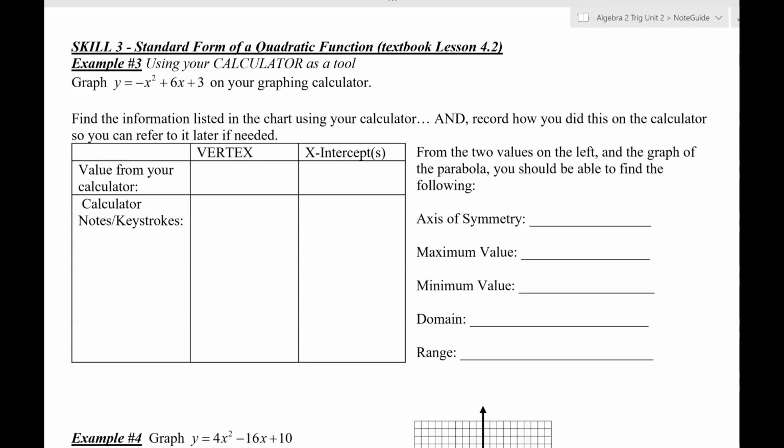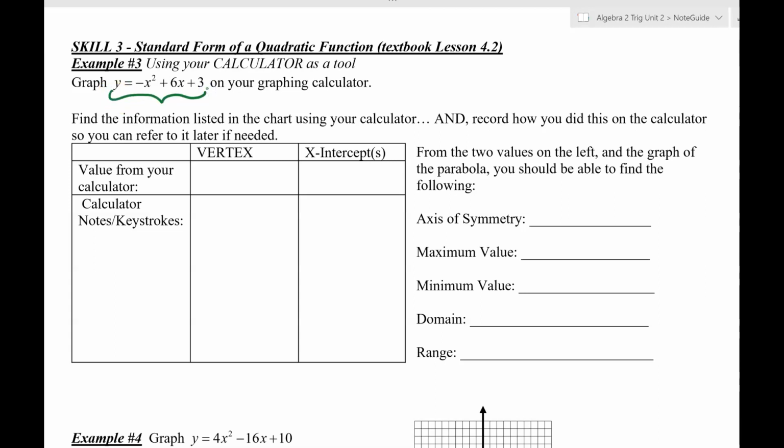We're going to look at standard form of a quadratic function and remind you of some of the characteristics of those that you should have seen previously, and then also introduce to you how to use the calculator as a tool to find some characteristics of these. So standard form means we're looking at the function where it looks like ax squared plus bx plus c, which looks like what we have right here.